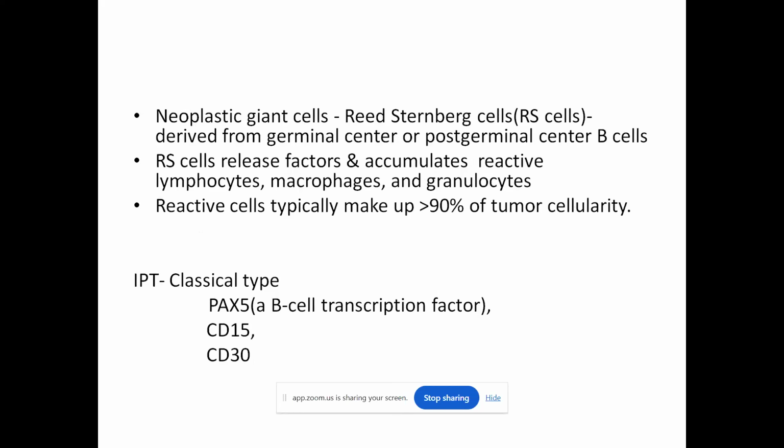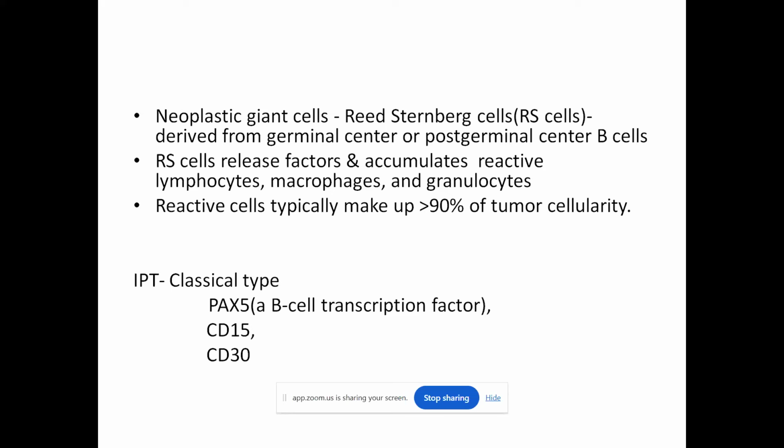So what are the main neoplastic cells in this Hodgkin's lymphoma? The main neoplastic cells are the Reed-Sternberg cells. They are derived from the germinal center or post-germinal center B cells. These neoplastic Reed-Sternberg cells release many factors. These factors accumulate the reactive lymphocytes, macrophages and other granulocytes around these RS cells. So when we see Hodgkin's lymphoma in the peripheral smear, we see RS cells along with so many reactive cells. The reactive cells make up 90% of the tumor cellularity.